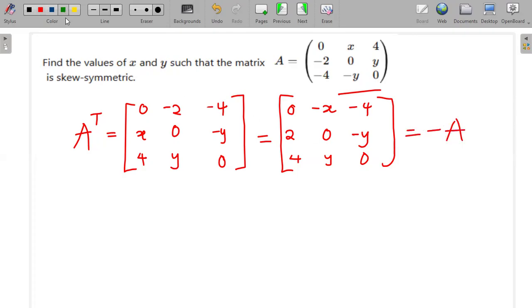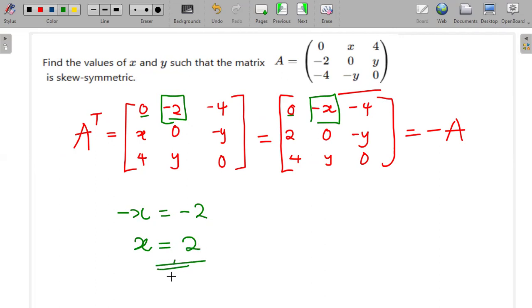If they are equal, then their entries are also equal. So you can see 0 there, 0 there. And then this minus 2 here should be equal to the minus x. So I'm going to say minus x is equal to minus 2. Divide both by negative 1. You're going to get x is equal to positive 2. So x is equal to positive 2. What about the y?